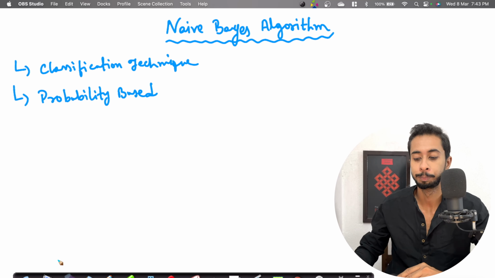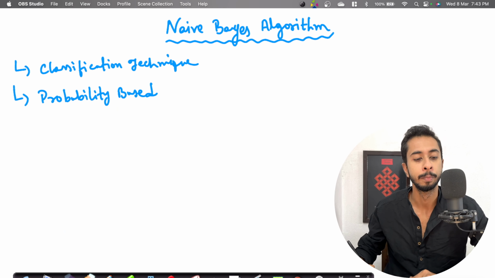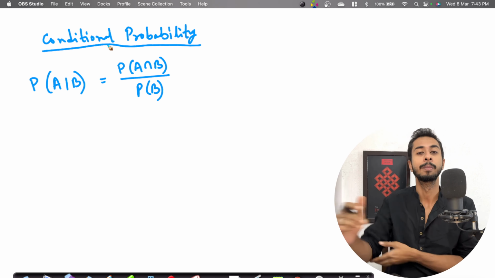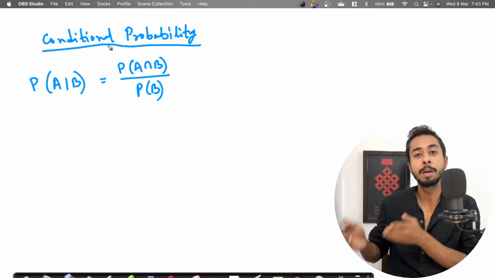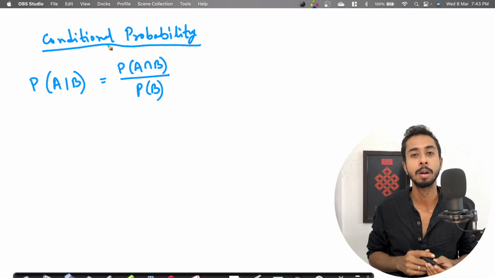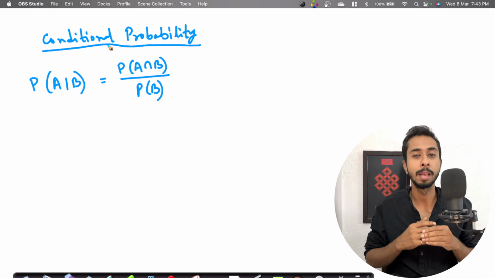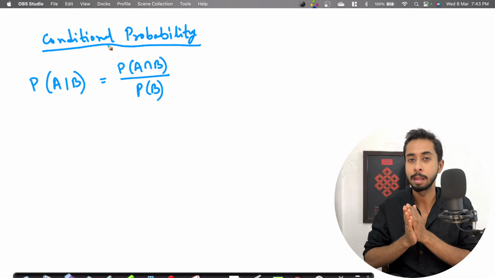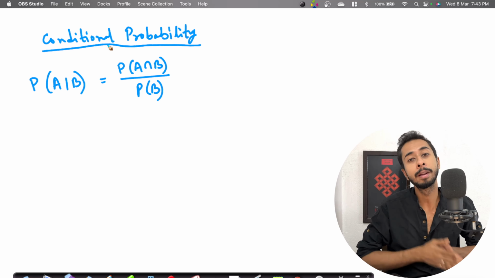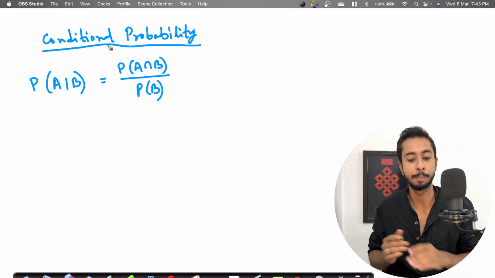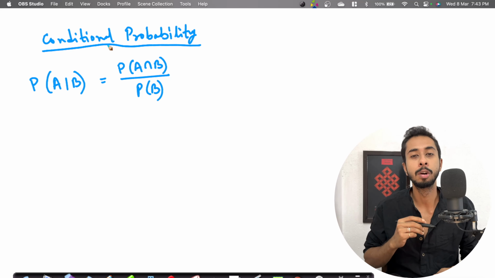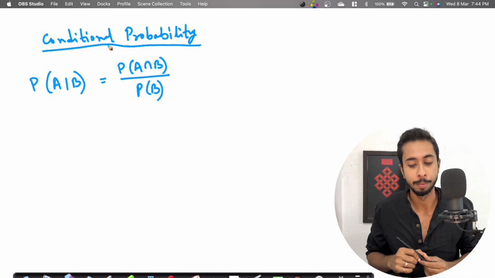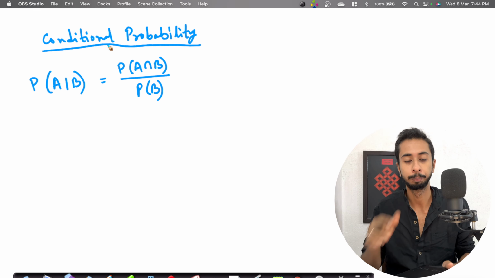So let's get started. What is conditional probability? Conditional probability is the probability of an event A given that some event B has already happened. Again, I'll repeat, focus on the English explanation: the probability of an event A given that another event B has already happened is equal to the probability of A intersection B divided by the probability of event B. This is what conditional probability says.